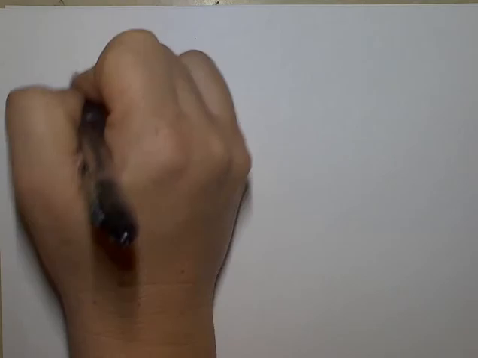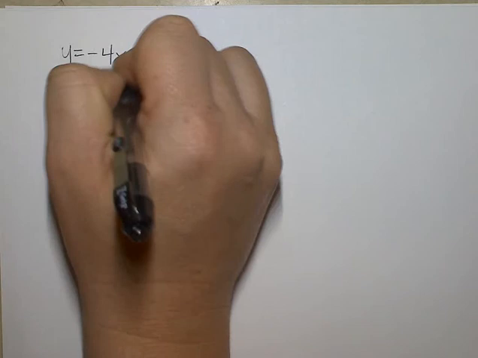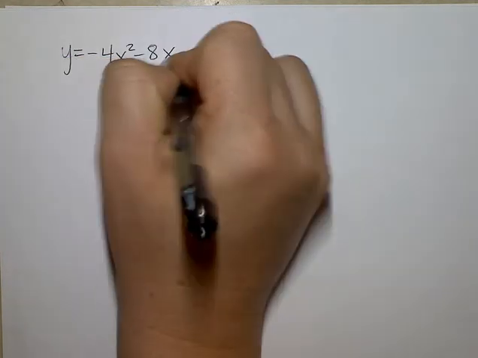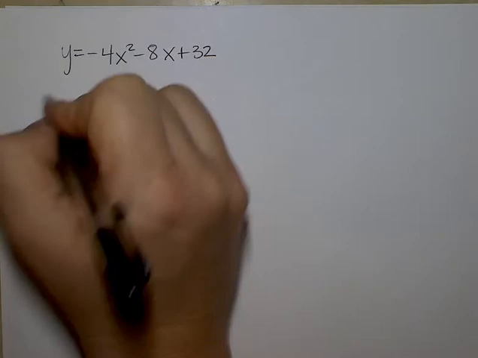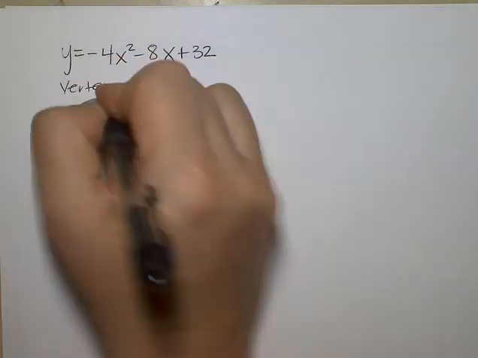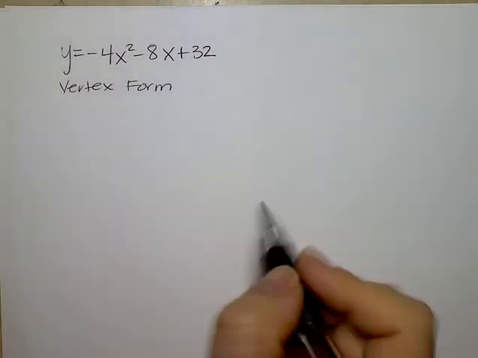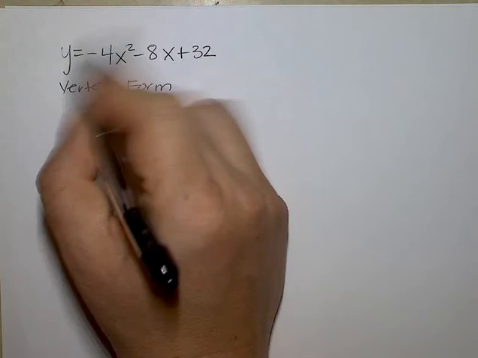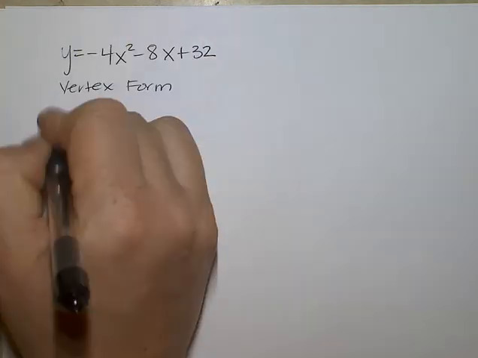The first part of this example asks students to rewrite the equation in vertex form. So here is the original equation in standard form. And again, you're being asked to rewrite it in vertex form. So the first step is to take this constant and move it to the opposite side. When I move a positive 32 to the opposite side, it becomes negative.